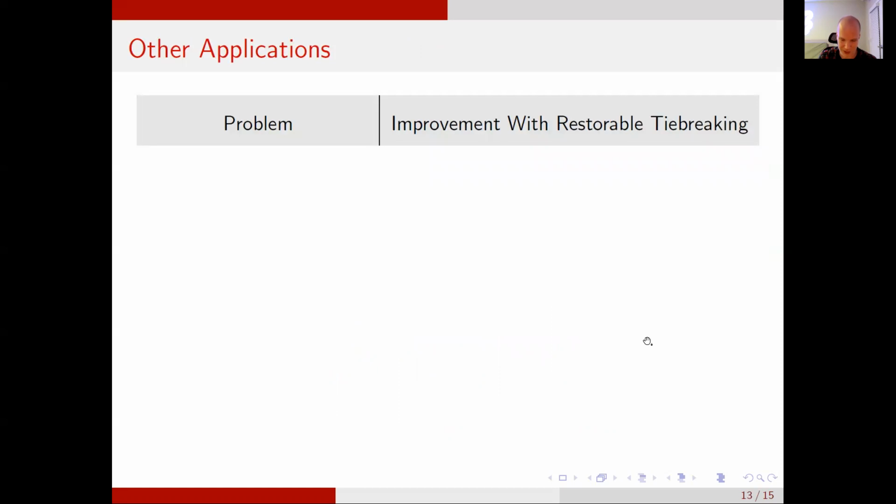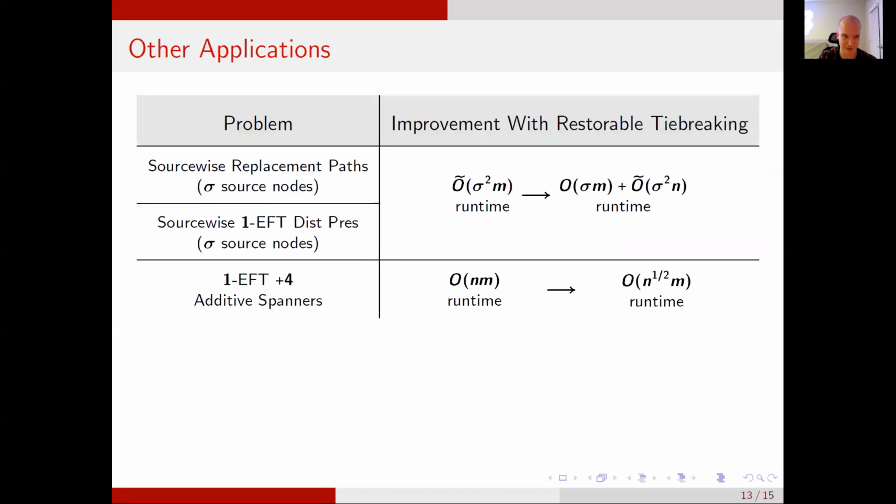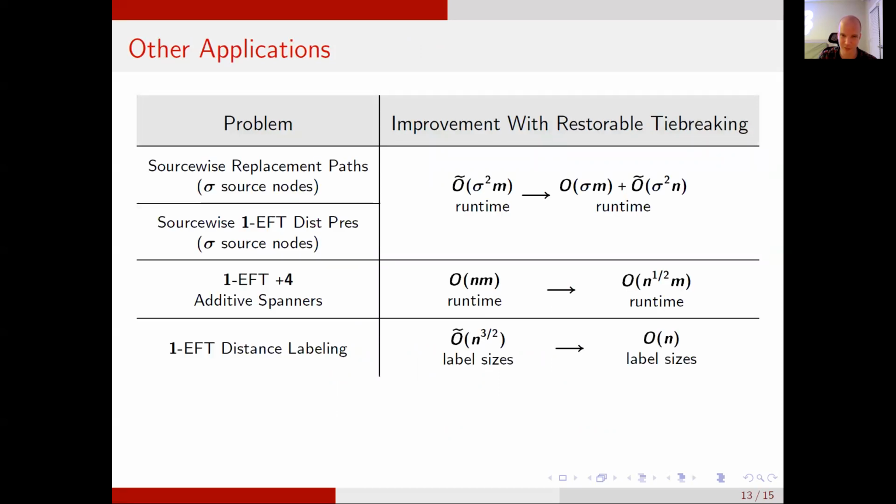I'm going to flash up our other applications that we have here. I won't read all of this to you. We just improve larger big O bounds to smaller big O bounds, as one does in a theory paper. The one that I just described is like this second item, source-wise one EFT distance preservers, although we can even handle more than two nodes.